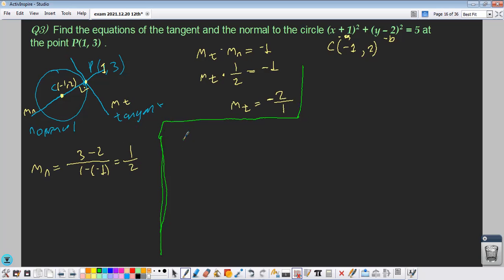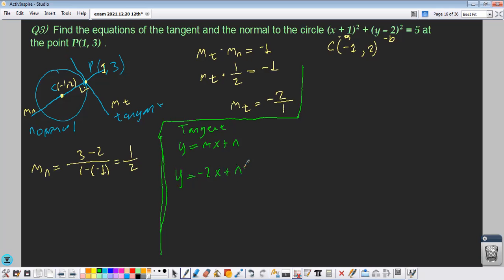Firstly, let's write the equation of the tangent line. For the tangent, here you go. We are using the form y equals mx plus n. Since we know the slope of the tangent line, the slope of the tangent line is -2. So y is equal to -2x plus n.